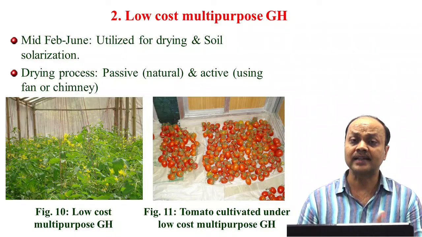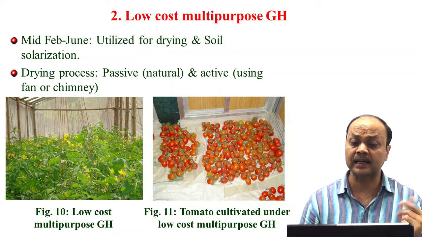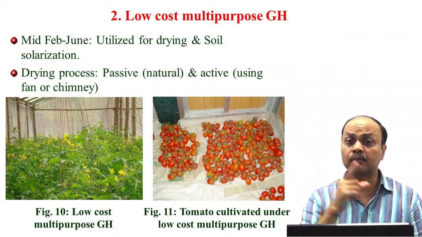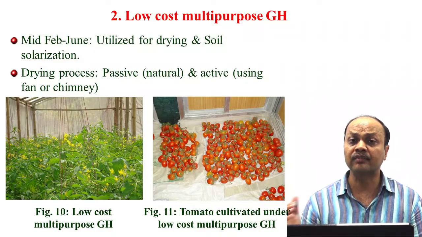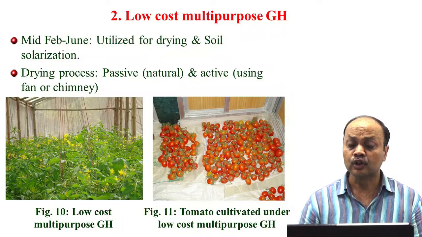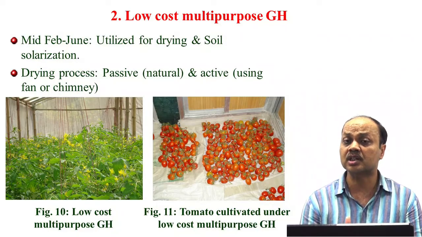So as I told, this is a natural ventilated greenhouse. In that you can also use an active system, meaning if you use a fan or chimney, you can move the air at a faster velocity. So what will happen? That will increase your drying rate. So what I am saying is that the same structure, which is why it is called multi-purpose, the same low cost natural ventilated structure, you can utilize.